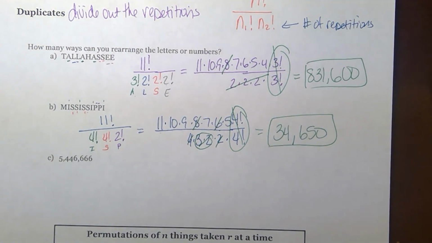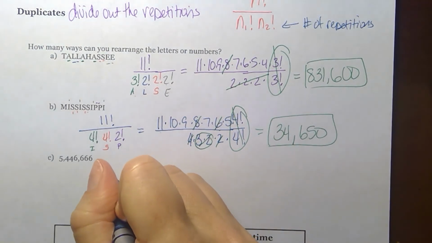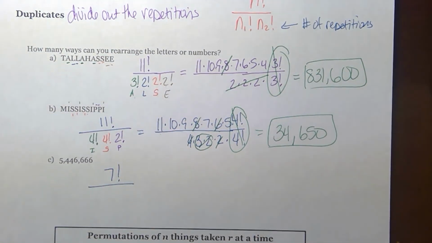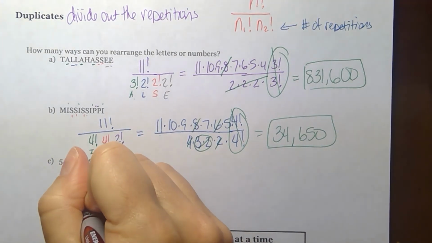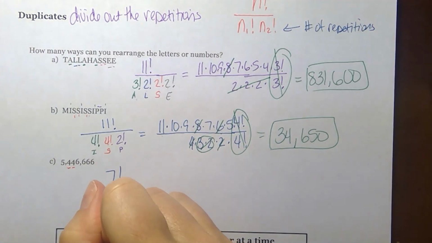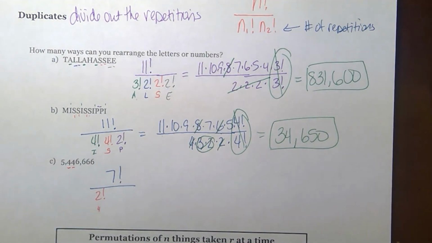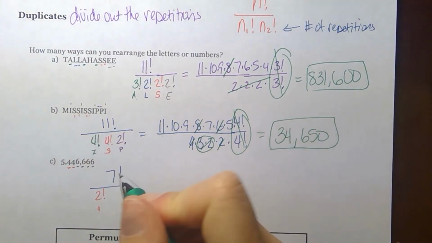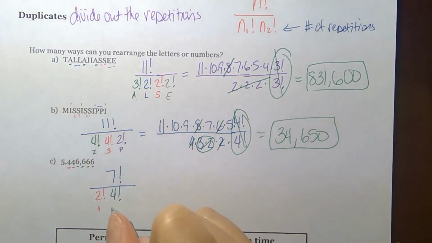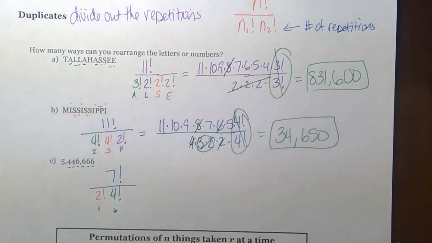All right, my last example here gives numbers instead of letters. I've got 1, 2, 3, 4, 5, 6, 7 total digits. So let's do 7 factorial in my numerator. What digits repeat? Well, my 4 repeats. I have 2 of them. So that would be 2 factorial representing those repeated 4s. And my 6 repeats, and I have 4 of them. So that would be 4 factorial for that 6.